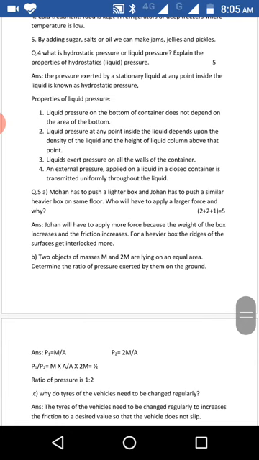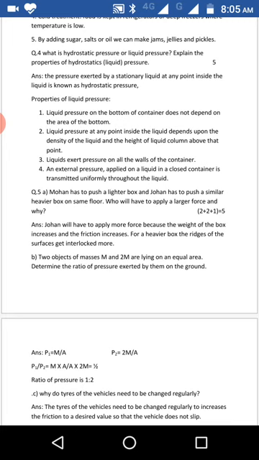Next question is, Mohan has to push a lighter box and John has to push a similar heavier box on the same floor. Who will have to apply a larger force and why? So John will have to apply more force because the weight of the box increases and friction increases. For a heavier box, the rough surfaces get interlocked more.